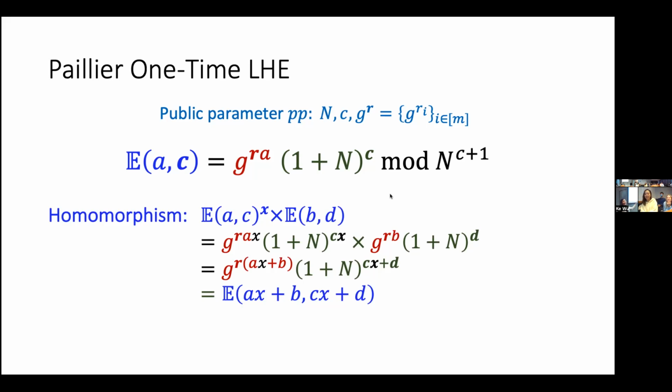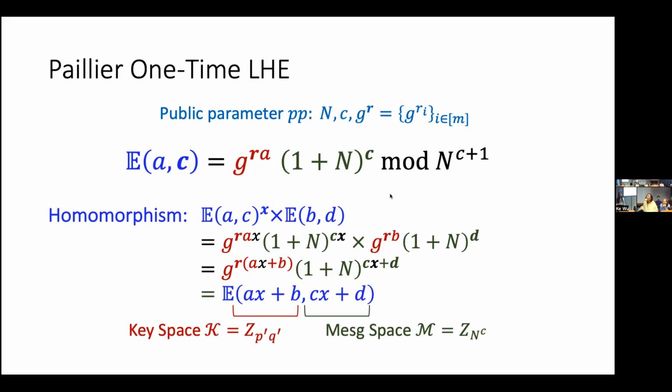Here, as you imagine, because everything is in the exponent, if I just exponentiate by x and multiply it together, what I would exactly get is an encryption under the key ax plus b of the vector cx plus d. Exactly what we want. Then I accept the problem that I always have been telling you, that I don't have the key space and the message space the same.